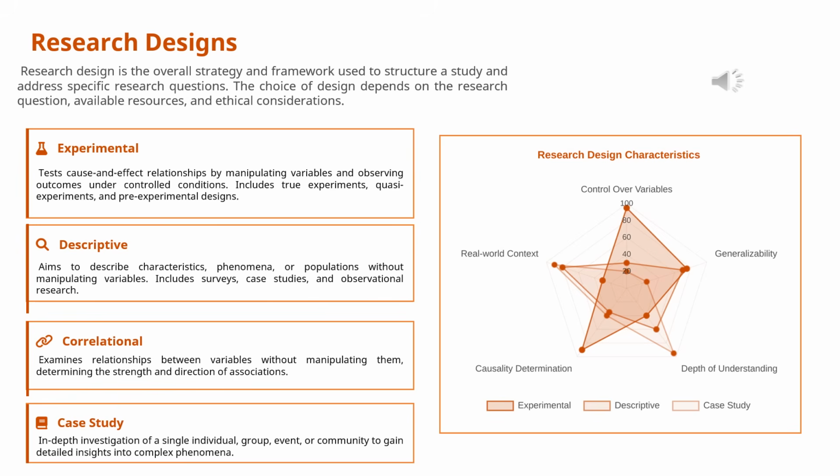Then another type of research design is the descriptive design, which aims to describe characteristics of phenomena or populations without actually manipulating the variables. And key examples include surveys, case studies, and observational research. Another example of observational research is maybe a cohort study where you follow a particular group over time to determine disease incidence. And the cohort could be retrospective or prospective.